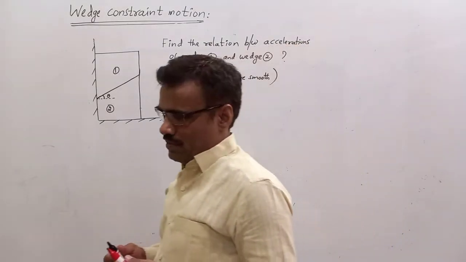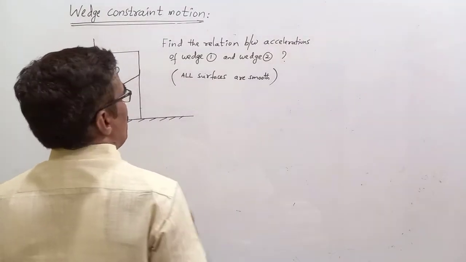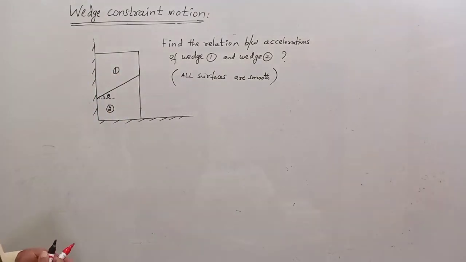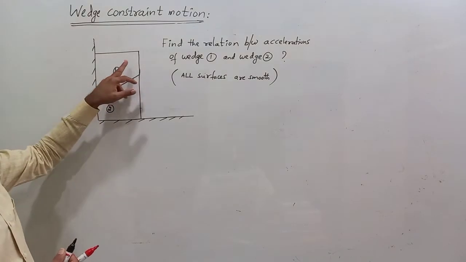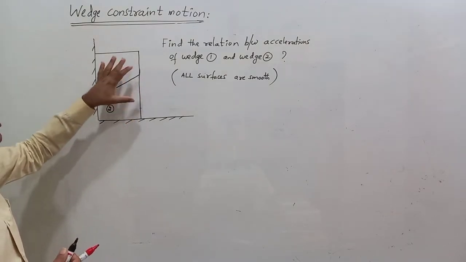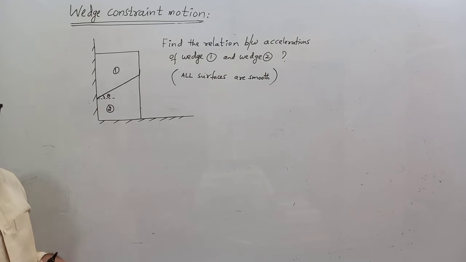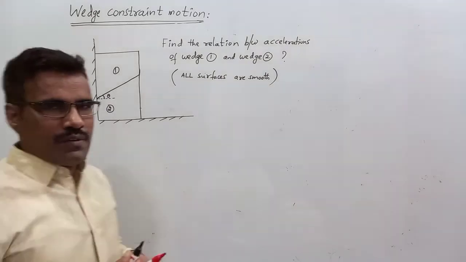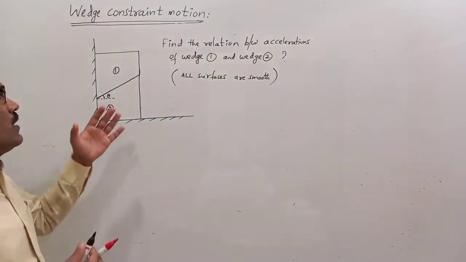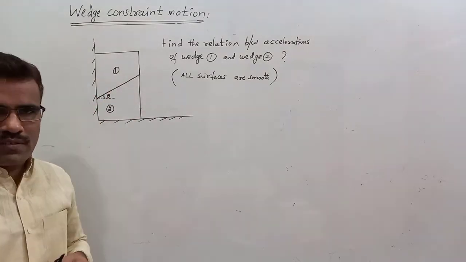So what is this concept? How to solve this type of problems? Let us consider two wedges, wedge 1 and wedge 2, placed one over the other as shown in the figure. What is the relation between the accelerations of these two wedges?